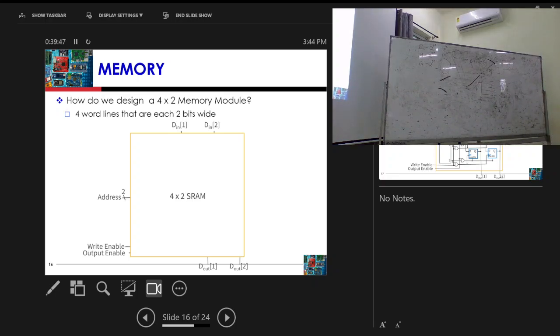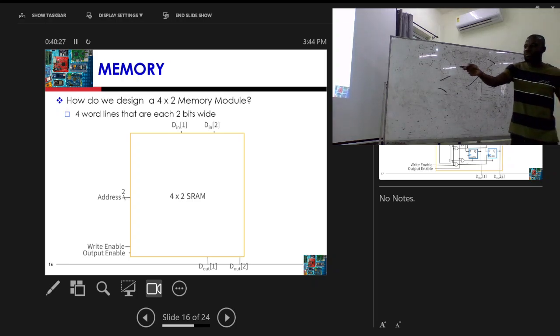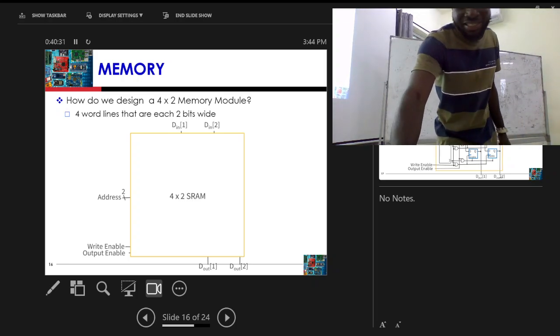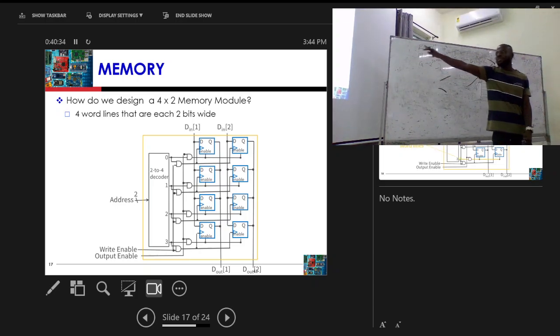Very, very interesting stuff. So the 4 by 2 means that, what is the data width of a 4 by 2 memory model? 2. So that's why we have D1, D2 here. 2, very important. Now, how many locations are there within a 4 by 2 memory? 4 locations. How many bits do I need to address those 4 locations? 2. That's why you have 2 here. So you see how easy it is. And then we have our write enable, output enable, and all that easy stuff.